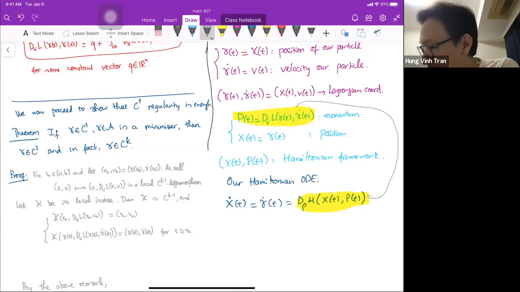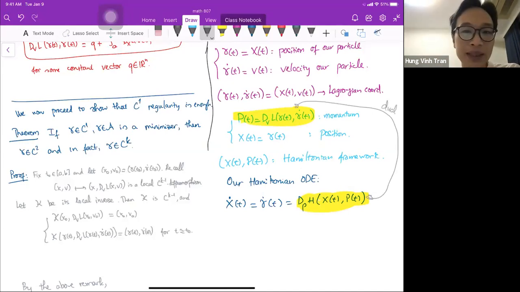Whenever the duality holds, when p equals dv L, that means that v equals dp H. That's correct, this is exactly the velocity of the particle, x dot.